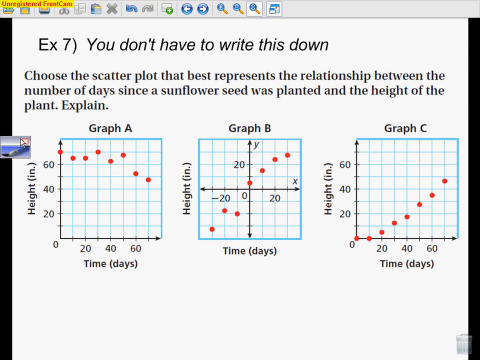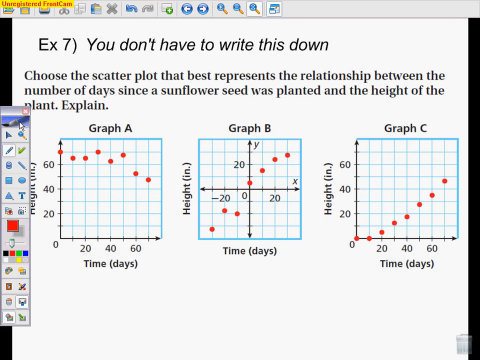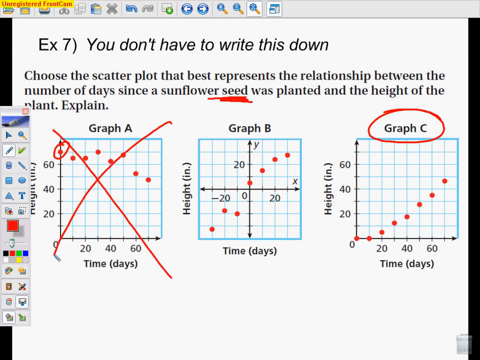All right, answer is C. We're talking about a sunflower seed. You're not going to start a seed and it be 70 inches tall. Not so. Also, no matter what, you can't have negative inches tall. That's just not possible. Okay? Even if the seed goes into the ground, it's still not negative inches tall. You don't have a negative 20-inch tall plant. It doesn't happen.